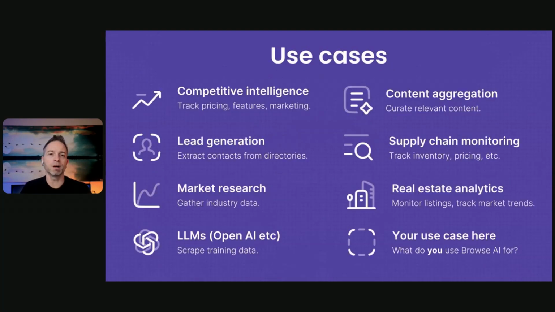Here are just some of the use cases. Competitive intelligence is a big one, keeping track of data across the internet for competitors. Lead generation, so getting contacts from directories. Many directories out there have listings, and just getting data from those. Market research, content aggregation. Real estate's a big one, real estate analytics. LLMs is becoming one because LLMs can process data that might not be so structured. So you just get everything, toss it into the LLM like OpenAI or Claude, and have it do the work for you.